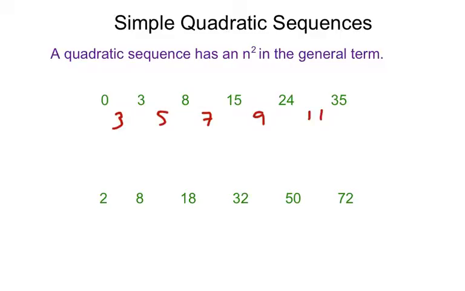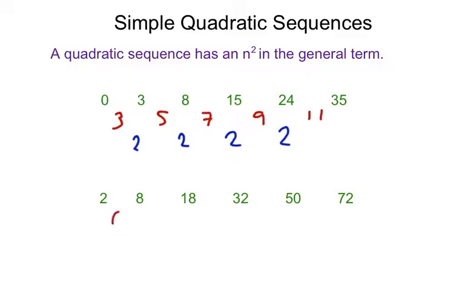But what is important is that if we then find the differences of the differences, sometimes called the second difference, then these are all the same. And that is true for any quadratic sequence. So if we have a sequence of numbers where the first differences are different but the second differences are the same, then we know we're dealing with a quadratic sequence.